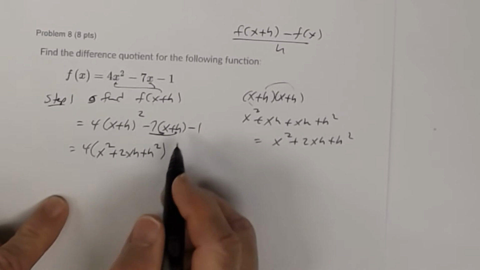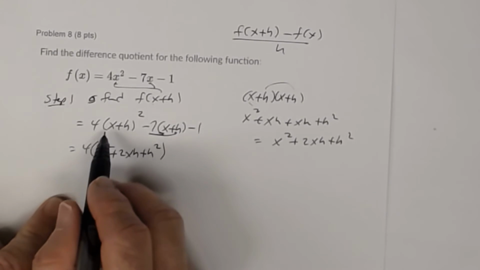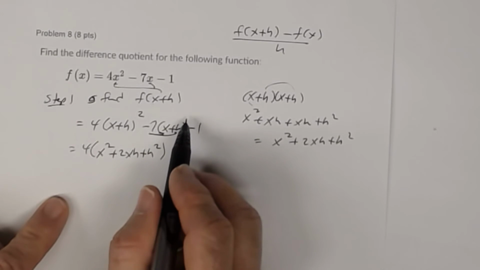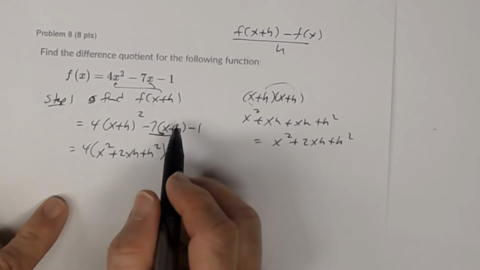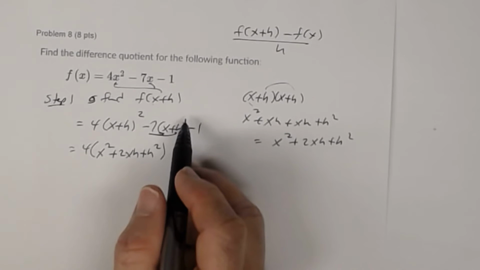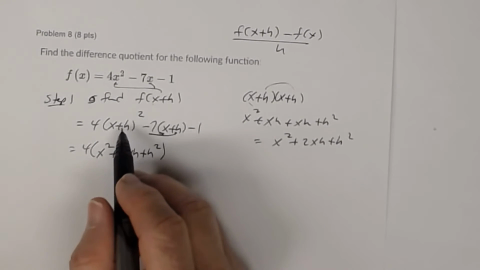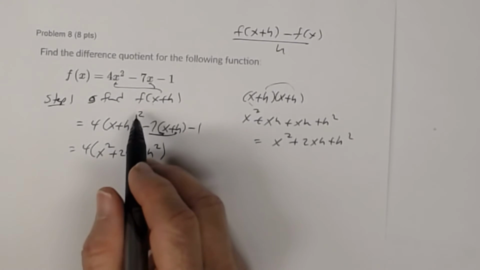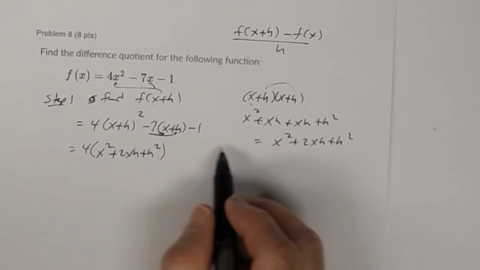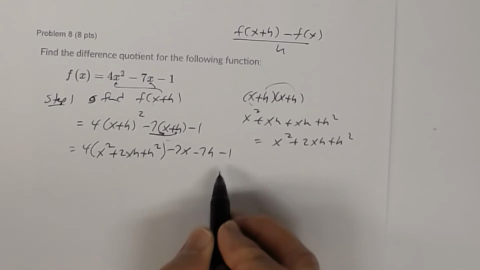I'm going to go ahead and distribute the negative 7 here. Now you may say, why can you distribute it here, but you couldn't distribute there? Well, it's because here the exponent is 1. So x plus h to the first power is x plus h, and you just multiply by 7. Technically, you're still doing the exponent first. x plus h to the first is x plus h. So it still applies: you've got to do the exponent first, and then you distribute. So I get minus 7x minus 7h, and then minus 1.